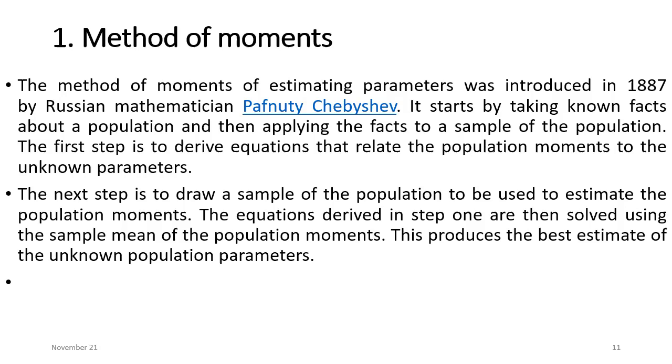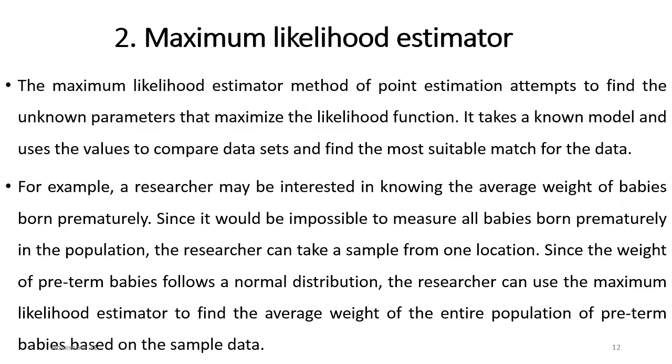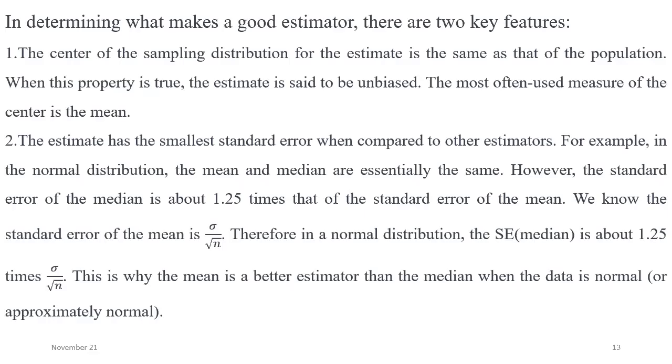This procedure produces the best estimates of the unknown population parameters. There is also the method of maximum likelihood estimators, which we have touched on a little when discussing the consistent estimators property. The maximum likelihood estimator method of point estimation attempts to find the unknown parameter that maximizes the likelihood function. It takes a known model and uses the values to compare data sets and find the most suitable match of the data.